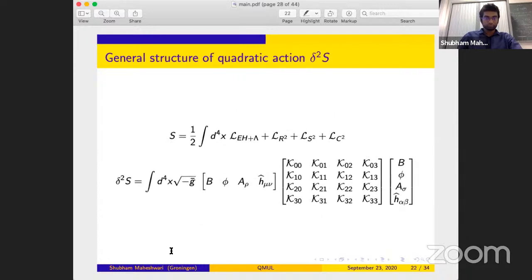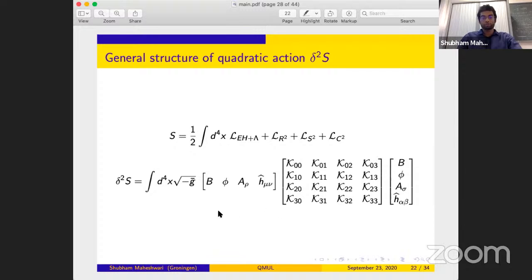So around a general background, the quadratic action is very complicated, and you can split the degrees of freedom into these two scalars, one vector and one tensor, and you will have a generalized kinetic matrix around an arbitrary background, where in principle, around an arbitrary background, all these components are non-zero. You will have off-diagonal components that will also be non-zero.